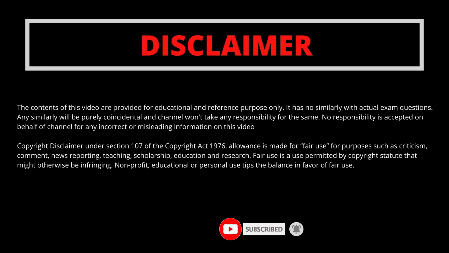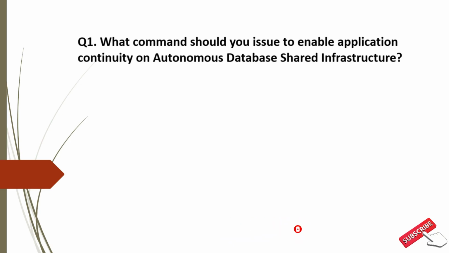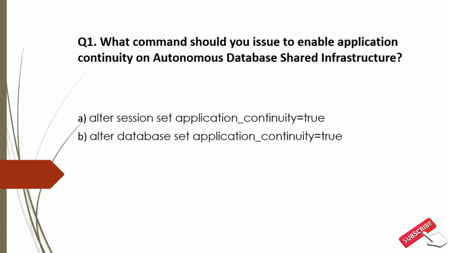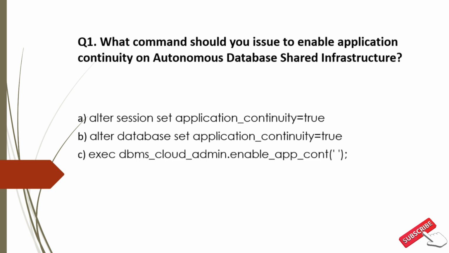Let's start. Question 1. What command should you issue to enable application continuity on autonomous database shared infrastructure? And the options are A. Alter session set application continuity equal to true. B. Alter database set application continuity equal to true. C. Exec DBMS cloud admin dot enable app count. And D. Alter system set application continuity equal to true.